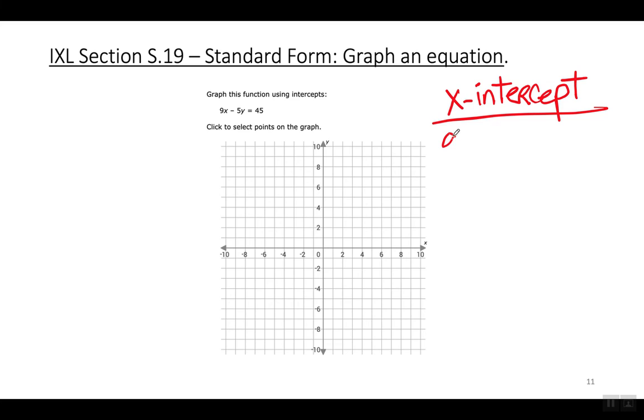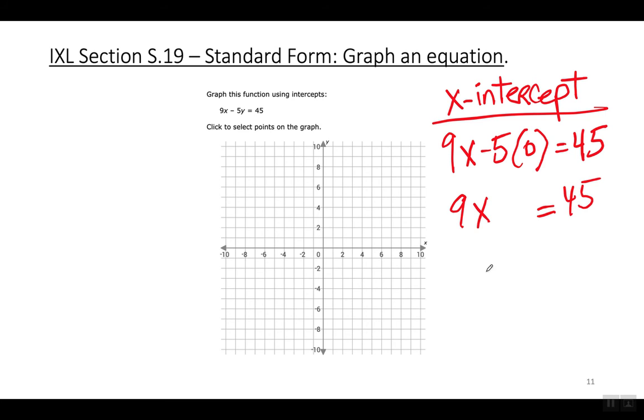To find my x-intercept, I'm going to make y equal to 0 and solve for x. So 9x equals 45. So x equals 45 divided by 9. So x equals 5. So when y equals 0, x equals 5. That's my x-intercept.